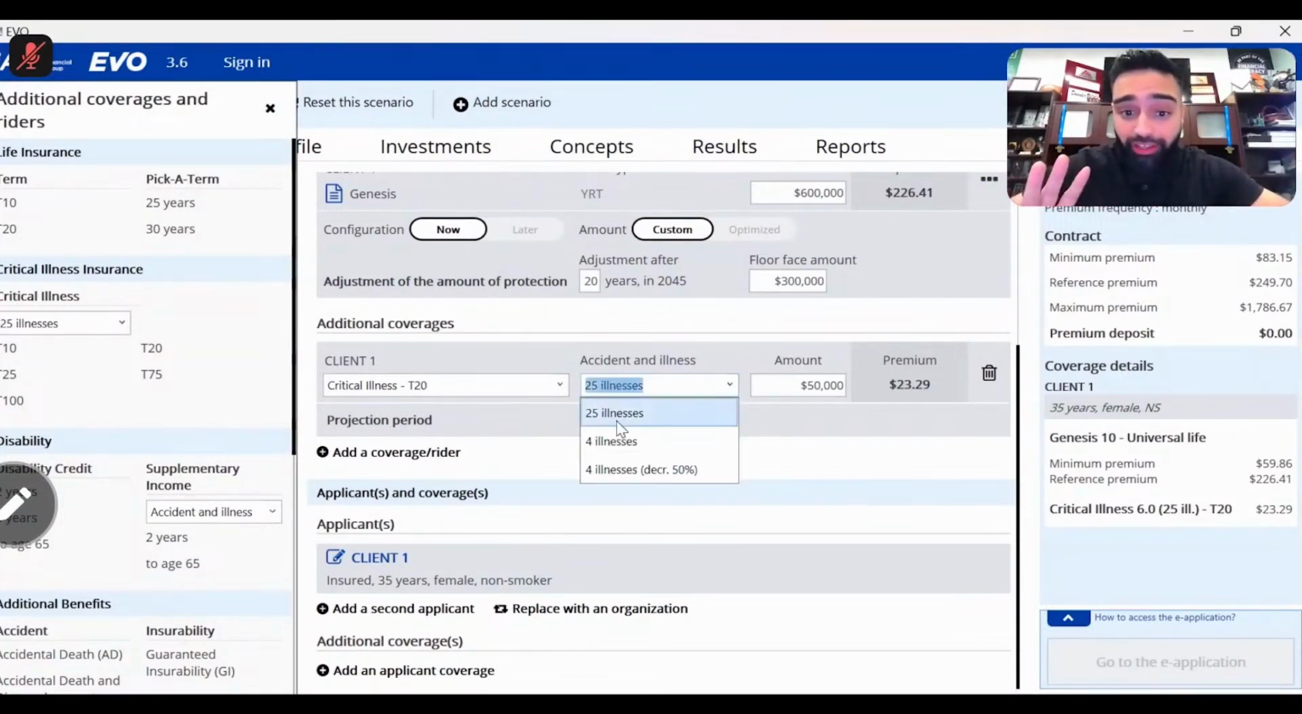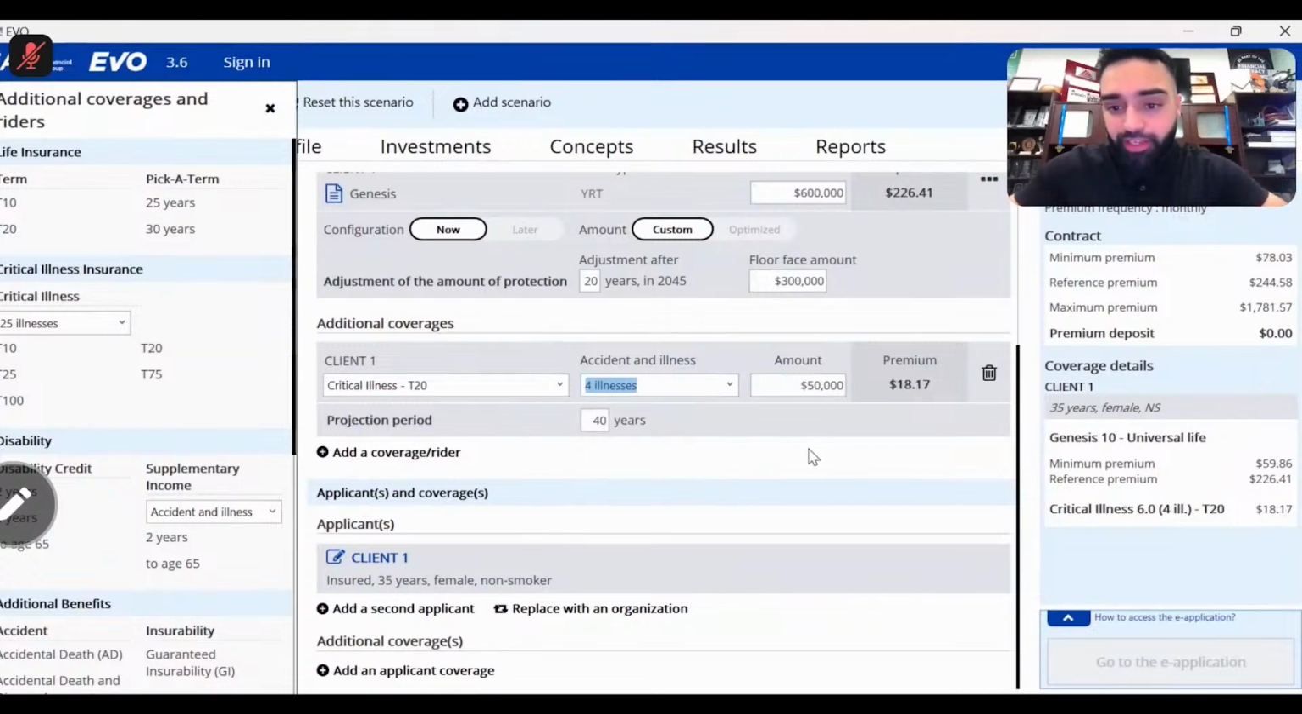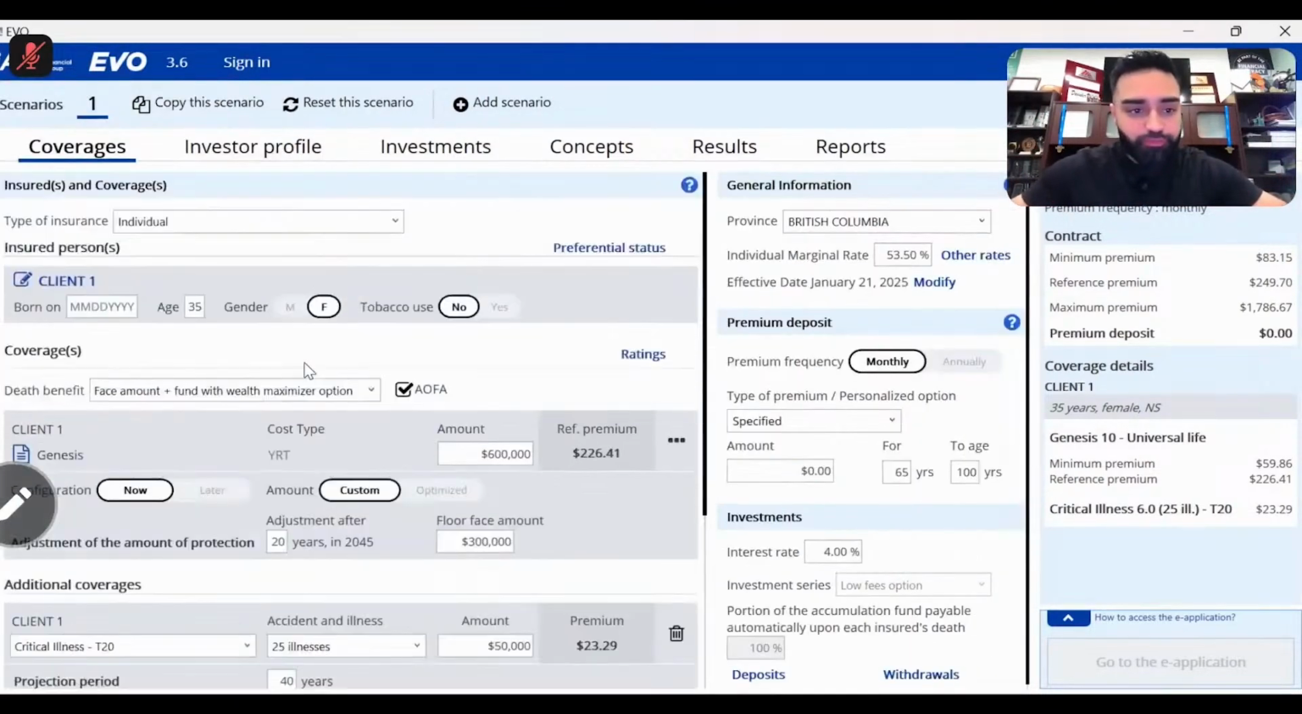If we do it for 4 illnesses, that $23 goes to $18. So it's only a $5 difference. I would say go with the 25 illnesses over here. So now we have the coverage right over here. We added the coverage. Everything is pretty much done.